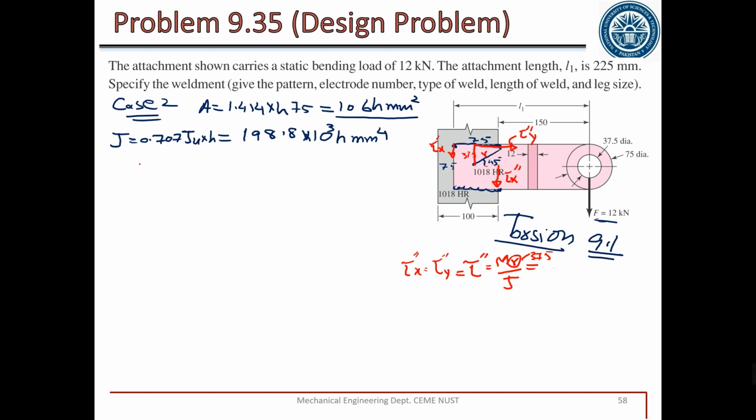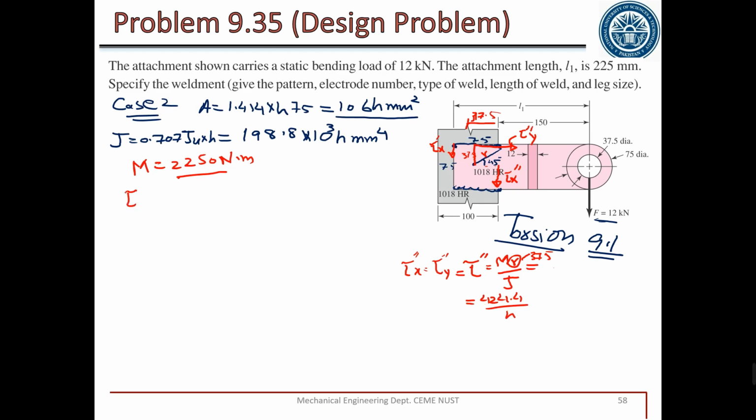What is the value of M? The value of M is force multiplied by moment arm, which is equal to 150 plus 35, 185. We have 37.5, so 187.5 is the moment arm. Force 12 kilonewton into 187.5 will give us a moment equal to 2250 Newton meter. We have the moment, we have R. Just substitute the moment. We will get the value of 424.4 divided by h.